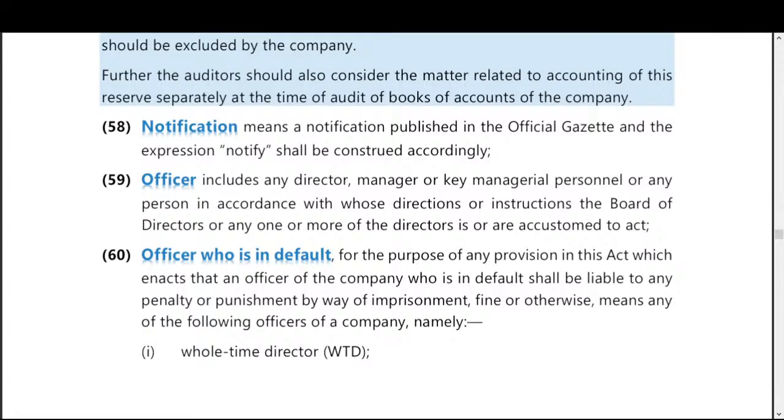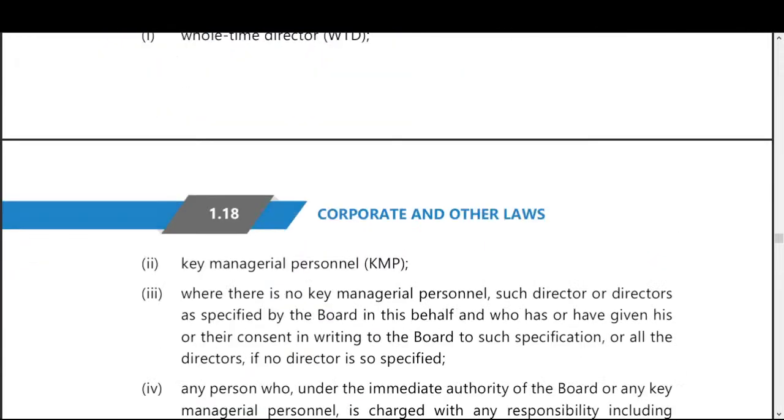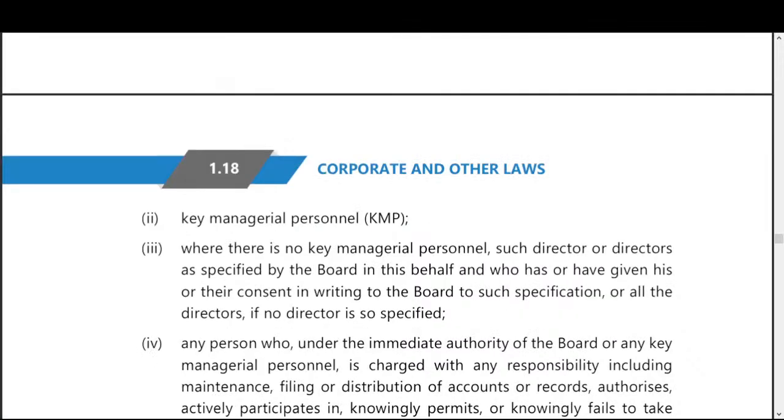Officer who is in default, for the purpose of any provision in this Act which enacts that an officer of a company who is in default shall be liable to any penalty or punishment by way of imprisonment, fine, or otherwise, means any of the following officers of a company, namely: the whole-time director; key managerial personnel; where there is no key managerial personnel, such director or directors as specified by the board in this behalf, and who has or have given his or their consent in writing to the board to such specification, or all the directors if no director is so specified.